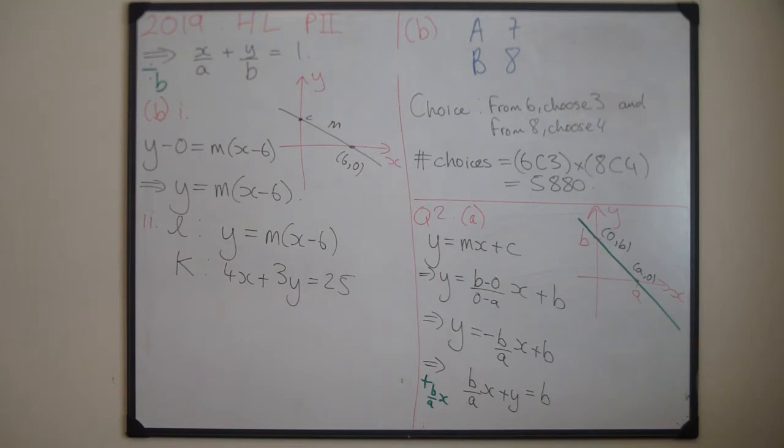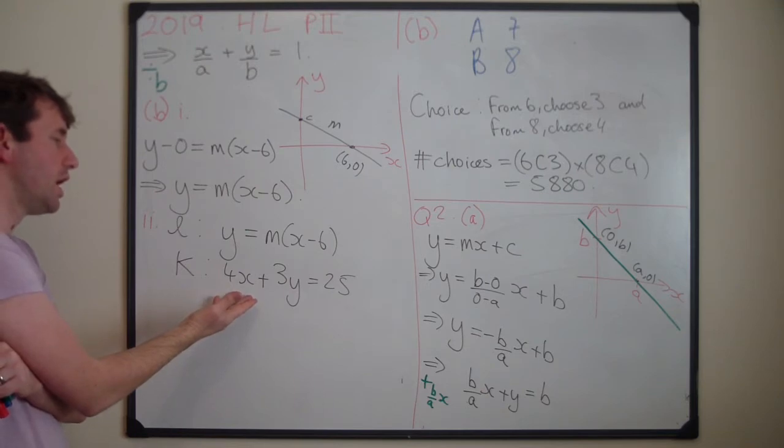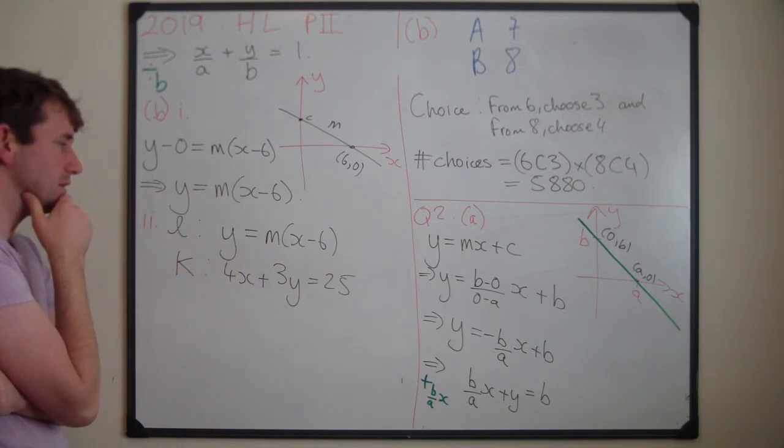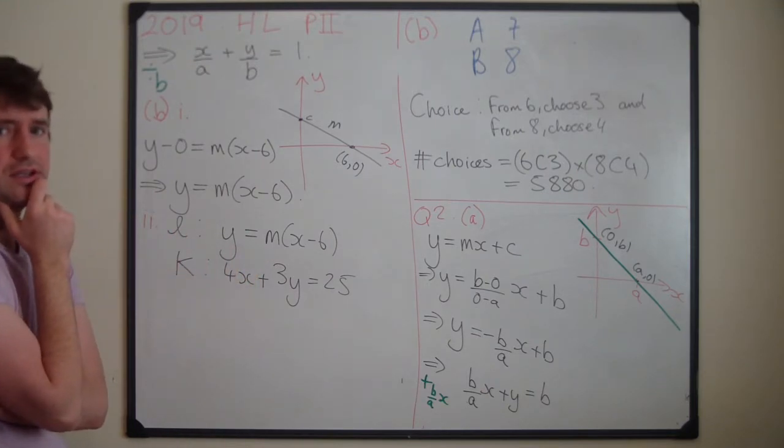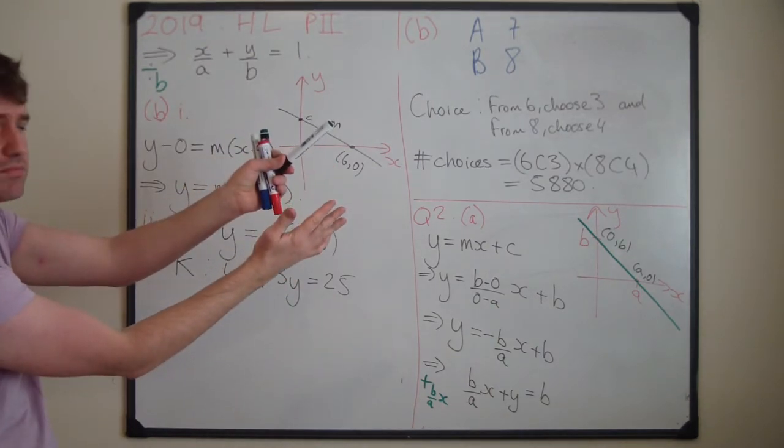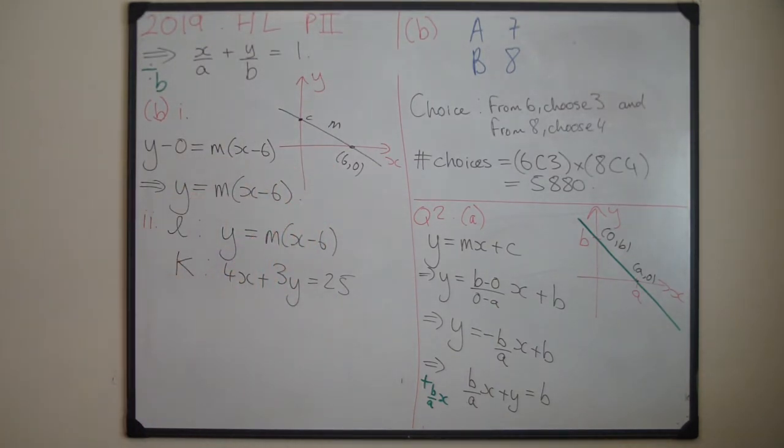Now, as it happens, there are values of m for which these don't intersect. So you can find the slope of this line here, and if m has the same slope, it's possible that they're parallel and they have no intersection. So this is something that should come out in the maths, which we'll be a little bit careful with.